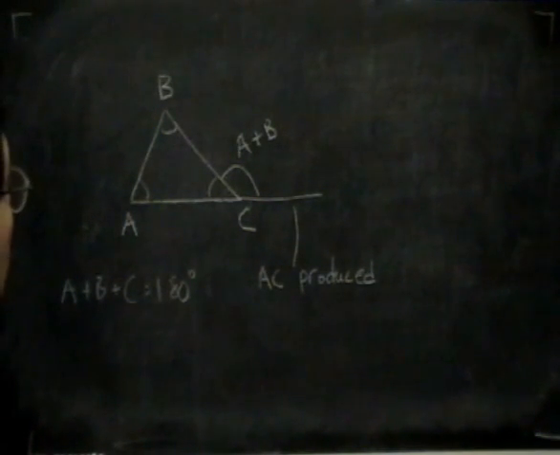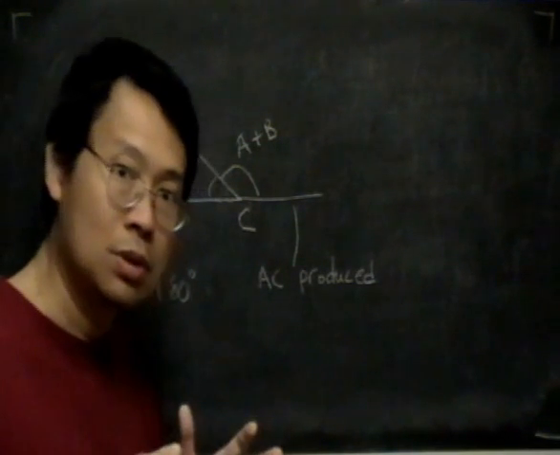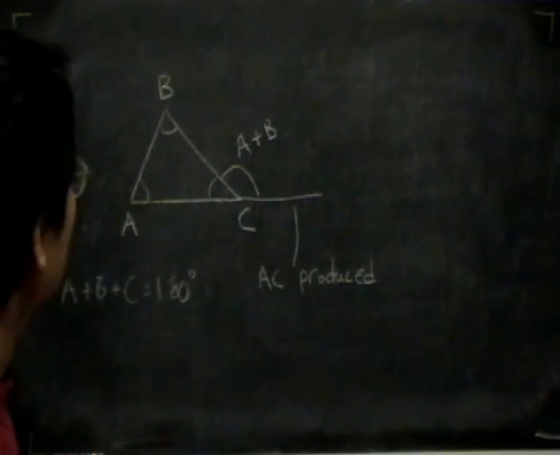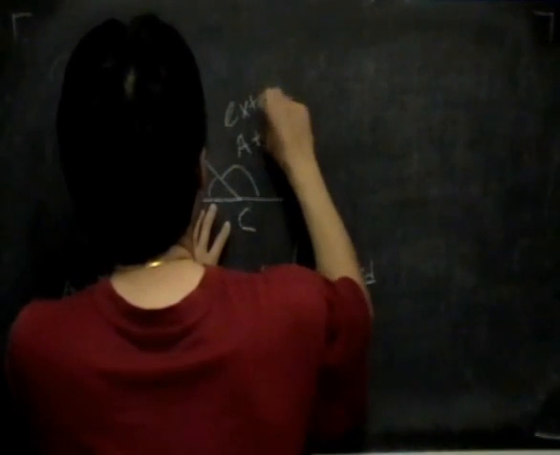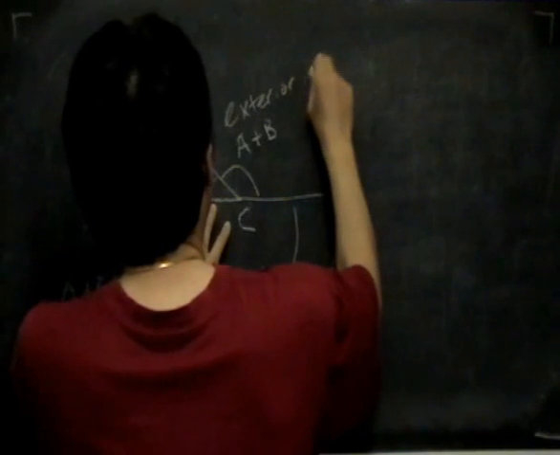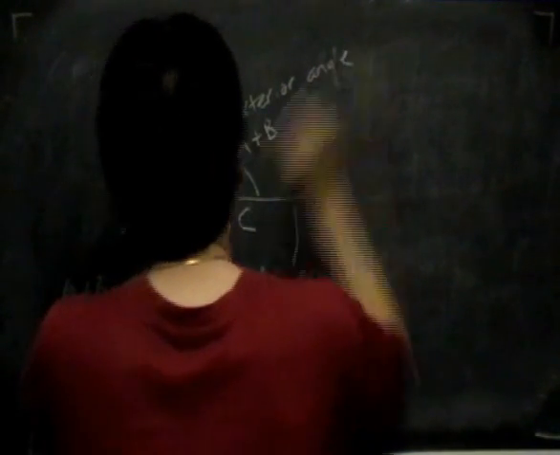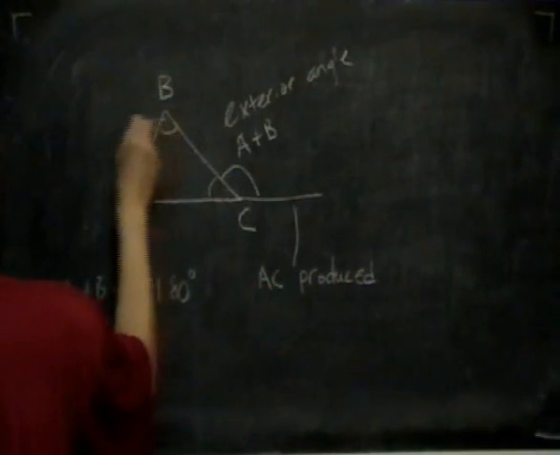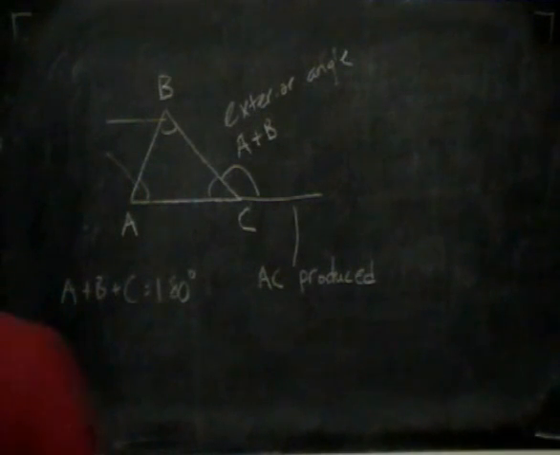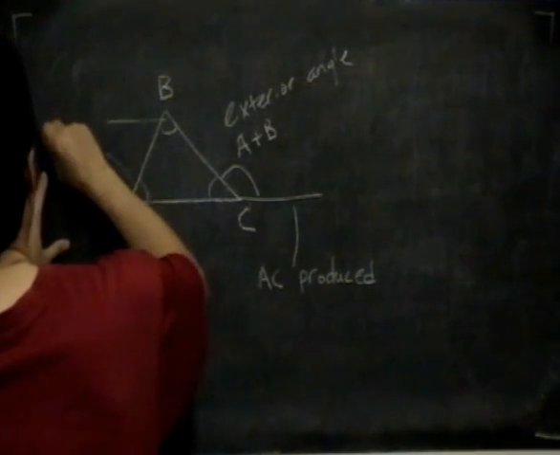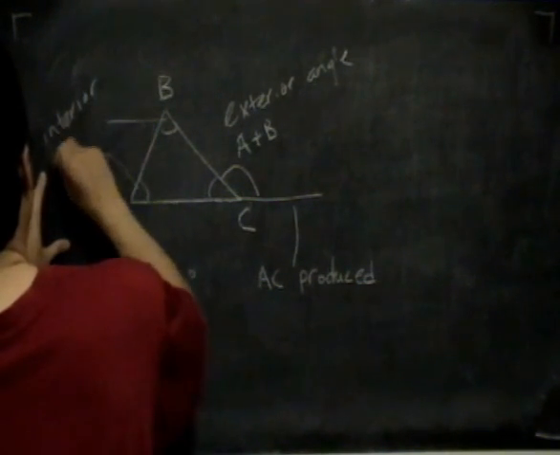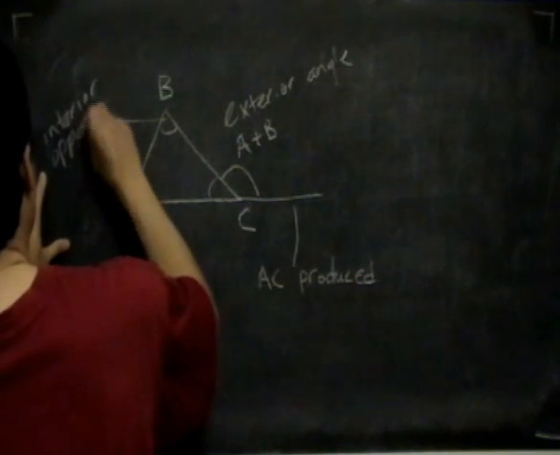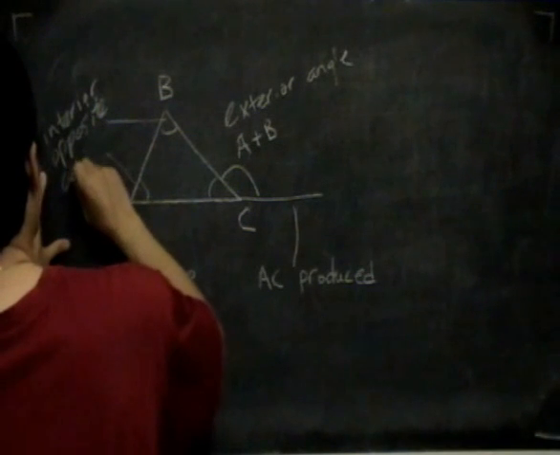Right, so we need to learn some terms for this. That angle is called the exterior angle. Okay, and those two angles also have a name. They are called the interior opposite angles.